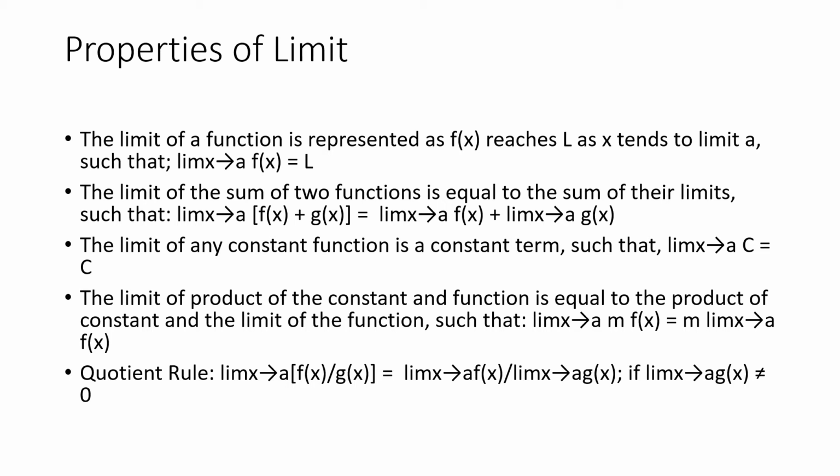If you are taking the constant c, then the limit x tends to a of c is equal to c itself. Now, the limit of a product of a constant and a function is equal to the product of the constant and the limit of the function, such that limit x tends to a m f of x is equal to m times limit x tends to a f of x. Okay, then if you look into the quotient rule, you can see that limit x tends to a f of x divided by g of x is limit x tends to a f of x divided by limit x tends to a g of x.